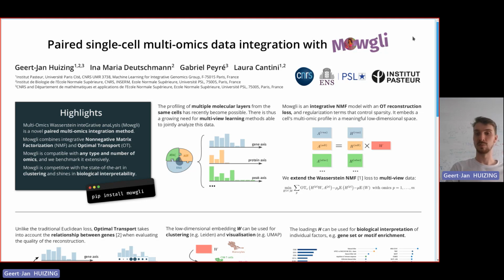What it does is that it embeds a cell's multi-omic profile into a low-dimensional space that has biological meaning, meaning that each dimension, each factor, corresponds to a specific biological signature. For this, we extend the Wasserstein non-negative matrix factorization framework to multi-view data, and more specifically to single-cell multi-omics data.